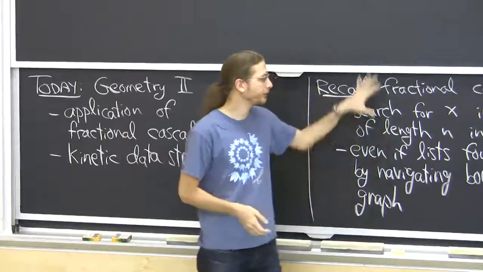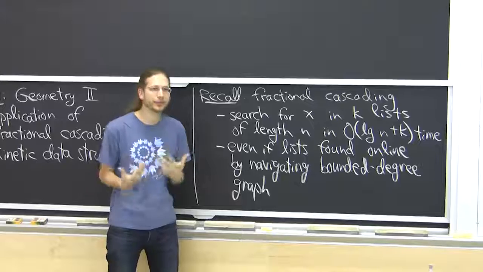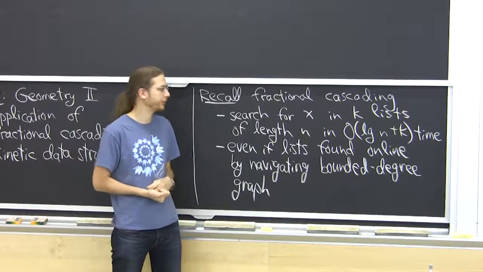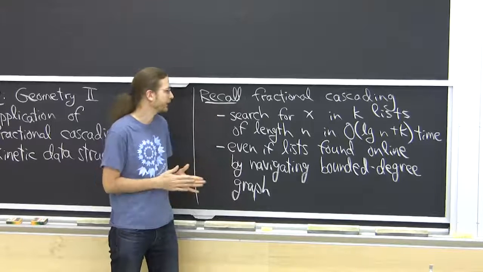But last time we saw this nice general black box transformation, fractional cascading. We didn't really see a lot of applications of it. We saw a simple example in orthogonal range searching, but I want to show you today a much cooler one from the original fractional cascading papers.